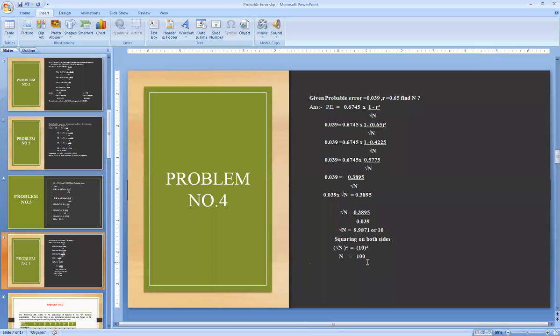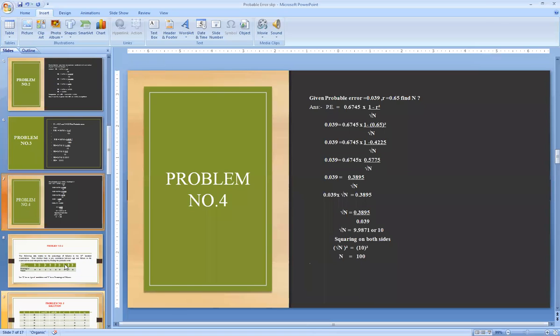So the root n value is 10, but the n value is 100. So this is how we need to calculate the value of n. This kind of question will be there in section B. Have you followed how to calculate this probable error? Any one unknown number or missing value will be given to calculate, or they are going to ask you to interpret the value of r by comparing with the probable error. Have you followed this much?